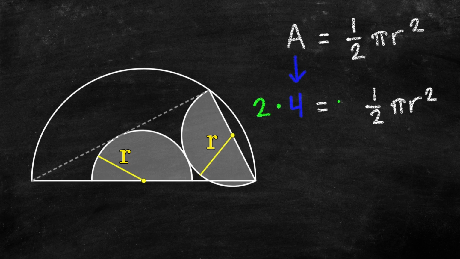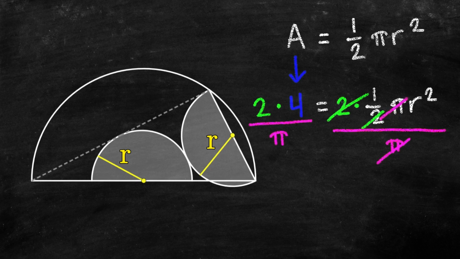Multiply both sides by 2 to remove the denominator, and then divide both sides by pi. The radius squared is 8/pi. We will get back to this equation later.